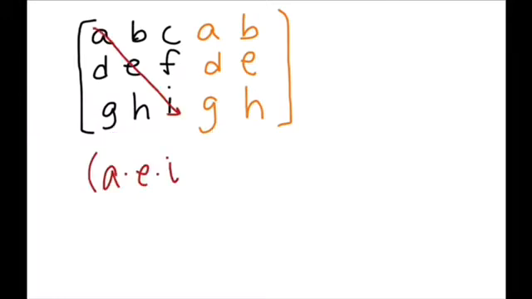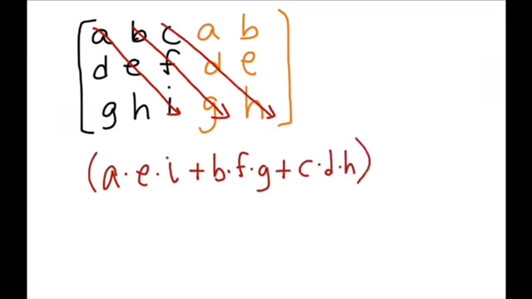So the first thing we're going to do is start by going to the upper left corner of our matrix, and we're going to do the multiplication A times E times I. And then we will add to that the product of B times F times G, and then add to that the product of C times D times H. Closing my parentheses, when I get those products, I'll add those all together.